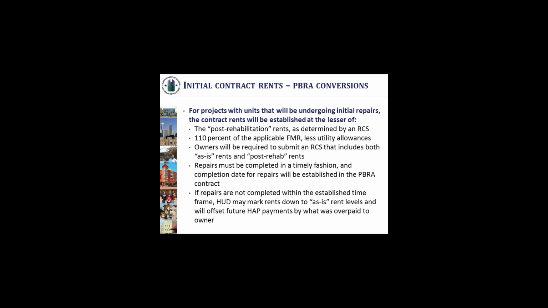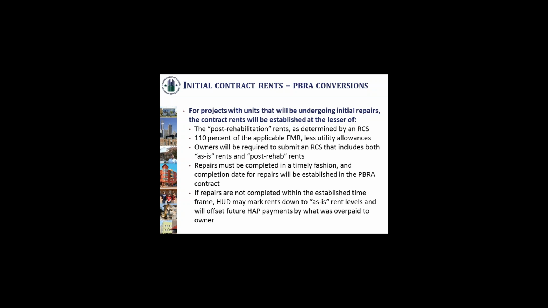So you're probably wondering why we're using an RCS to establish initial contract rents, and these next two slides will go over the rent setting for a PBRA conversion. For projects with units that would be undergoing initial repairs, the contract rents will be established at the lesser of the post-rehab rents as determined by an RCS, or 110% of the applicable FMR less utility allowances.